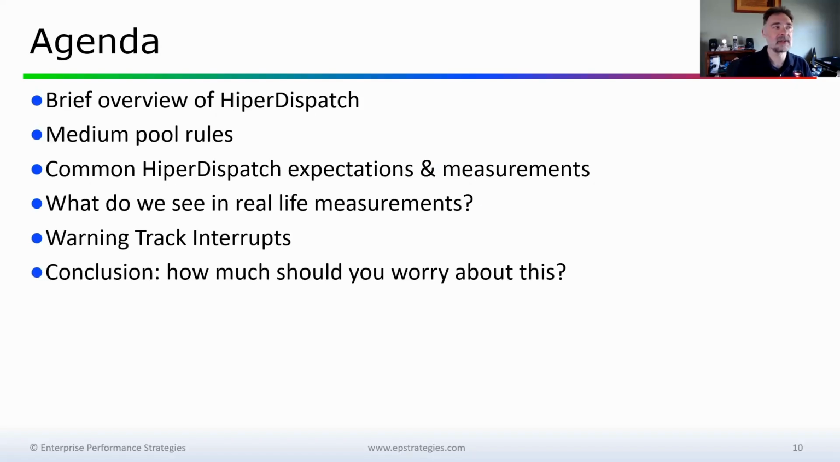Alrighty, so this is the agenda for today. We'll go over a brief overview and review of HiperDispatch. We'll talk a little bit about the rules about medium pool processors. We'll talk about the common HiperDispatch expectations and measurements, and then we'll look at what we actually see in the real life measurements. We'll talk a little bit about warning track interrupts near the end, and then we'll have a conclusion, which will be about, well, how much should you actually worry about this?